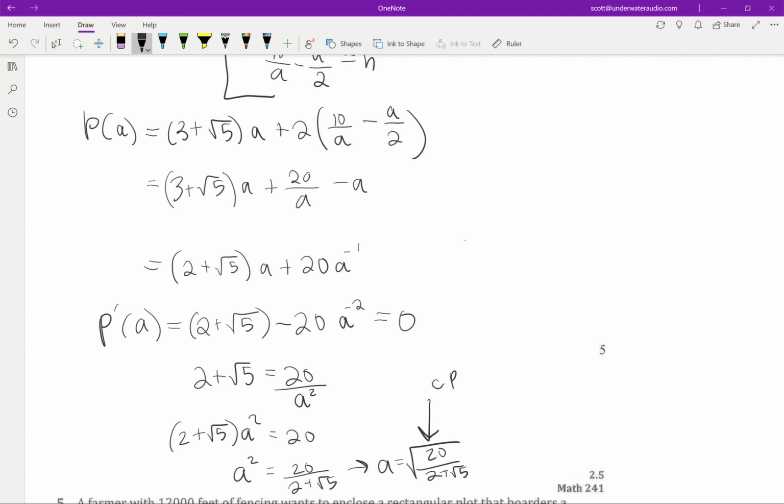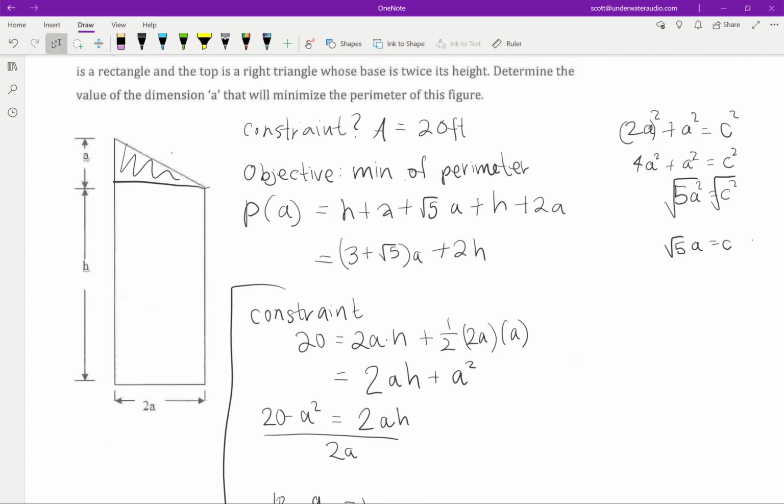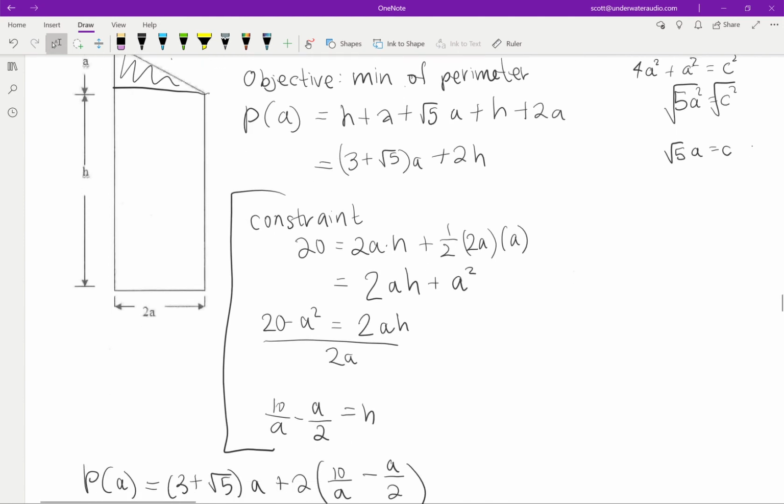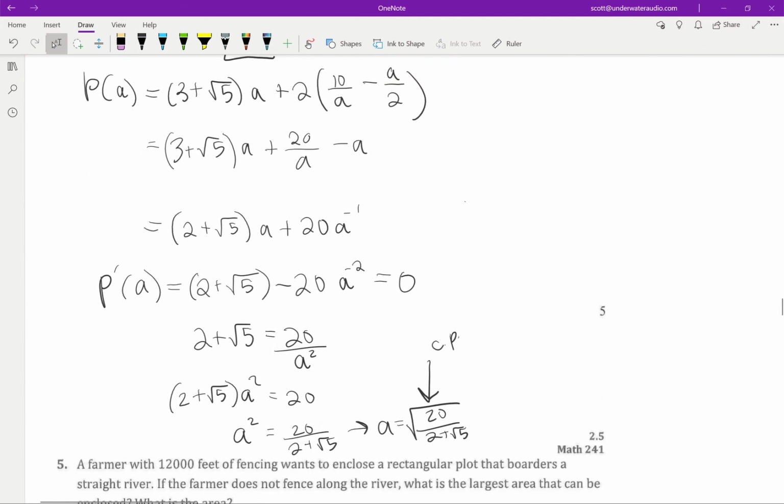The only trouble is I do want to make sure that it's the right thing. So I am supposed to find the minimum perimeter of this figure. So I need to check to make sure that it actually is the minimum. And I'll do that by taking the second derivative and plugging it in. So I'll do that right here. This is where I'm going to check. Second derivative, the constant would go away, and I would get plus 40 times a to the negative 3 power. And actually, so mental math-wise, I can almost stop here.